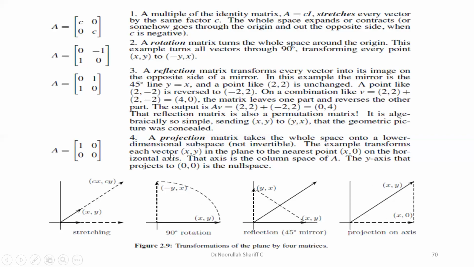So this matrix is going to transform a point xy into cx cy. This matrix is going to transform a point which is xy into minus yx. This matrix is going to transform a point which is xy to yx, which will give us the mirror placed at 45 degrees. And this matrix will transform a point which is xy to this point which is x comma 0.